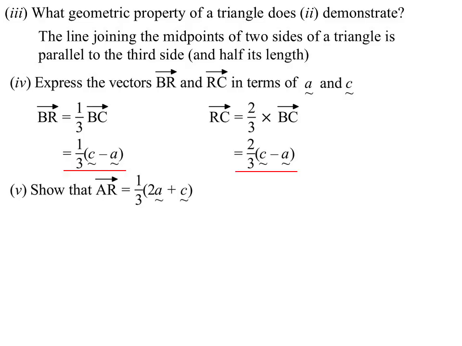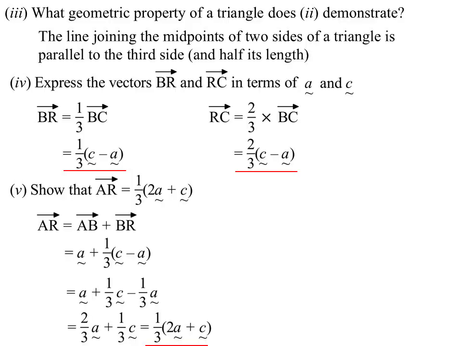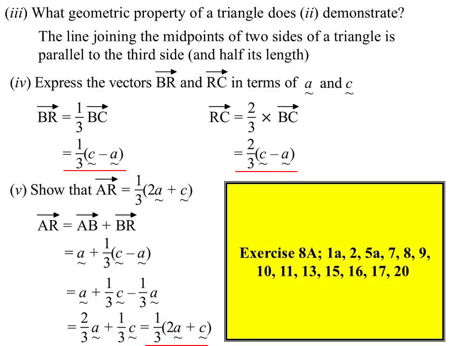We're now going to show that AR, so to get from A to R, we could go 1/3 of 2A plus C. I want to rewrite AR then. What's another way I can get from A to R using things I already know? I could go AB plus BR, and we found expressions for both of those. Well, they told us AB was A. We just worked out BR was 1/3 of C minus A. Playing with algebra, we have an expression for it, 1/3 of 2A plus C, which is what they wanted us to show. So that's just a little introduction on the fun that we have ahead of us.